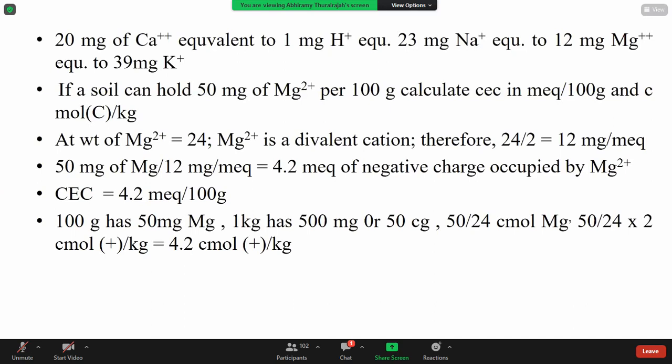Then, when you replace the exchangeable cations by the ammonium acetate, what happens? Ammonium ions, NH4 plus ions, replace the cations from the soil colloids and ammonium ions will be present in the soil colloids. Then you measure how much ammonium is present. So that is the total exchangeable cations. Ultimately you are measuring the total exchangeable cations by measuring the ammonium ions present in the colloids. Understand?